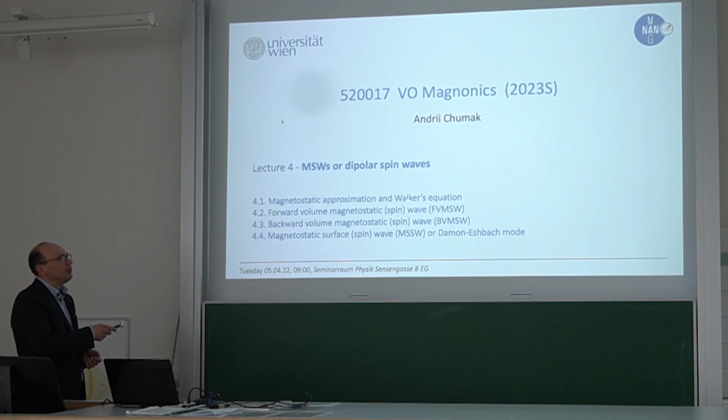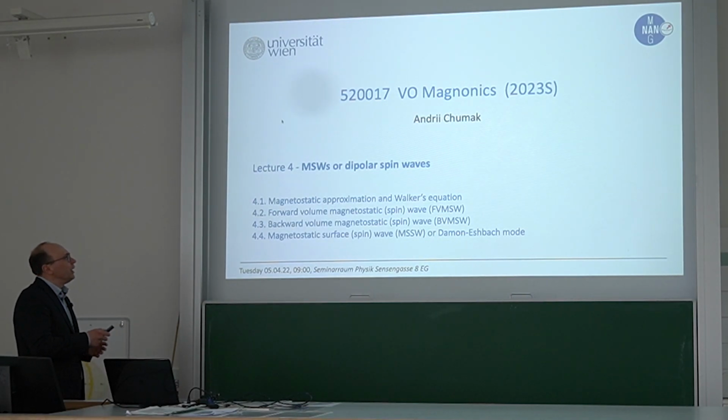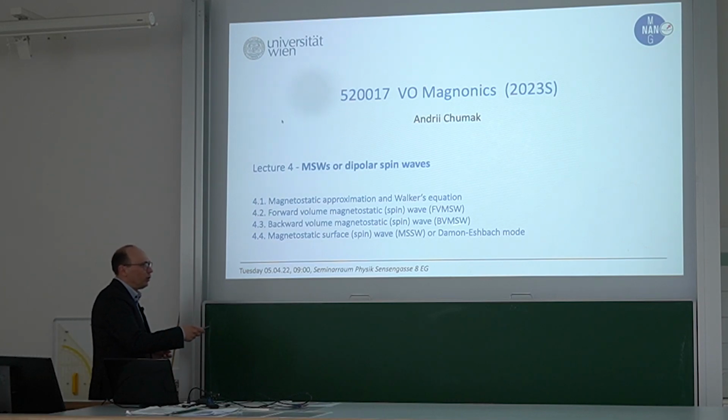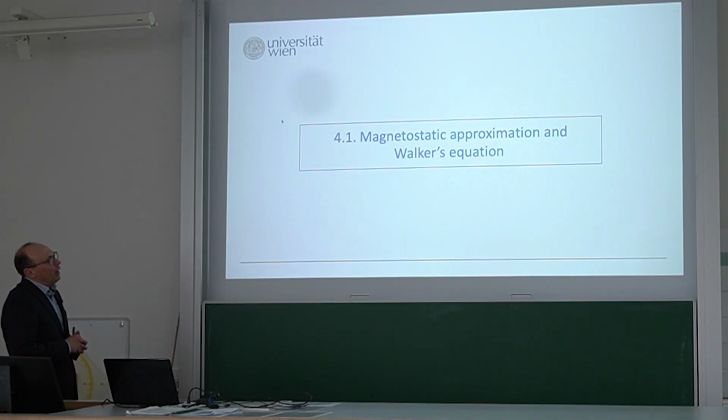What is that? And we will get a Walker's equation. And then we will discuss 3 main types of the waves, which we have seen already in the introductory lecture. It's forward volume magnetostatic wave, it's backward volume magnetostatic wave, and magnetostatic surface wave, also called Damon-Eshbach mode. So what is magnetostatic equations and what is Walker's equation?